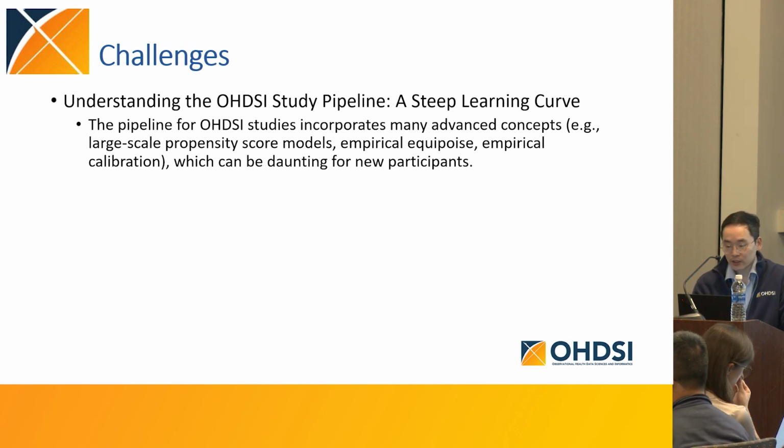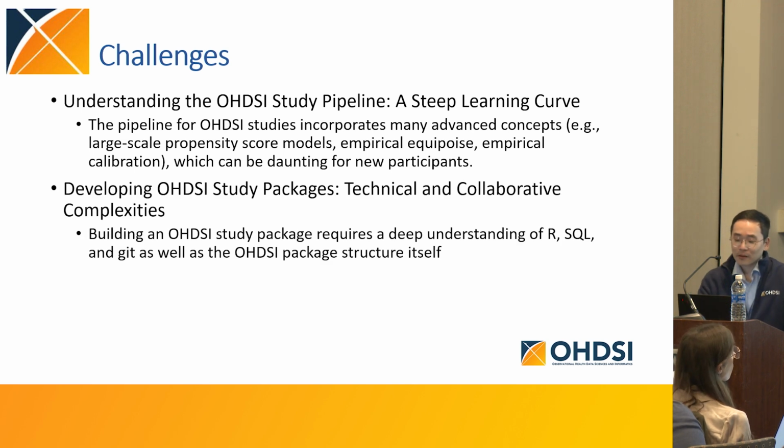There are very advanced concepts such as large-scale propensity models, empirical equipoise, and empirical calibration. I do know that you may have no idea about these. And developing a Strategus study package, even though Sena showed how you can develop your own package very effectively with Strategus, is still very challenging, and you may need a very deep understanding of R, SQL, as well as the OHDSI packages themselves.